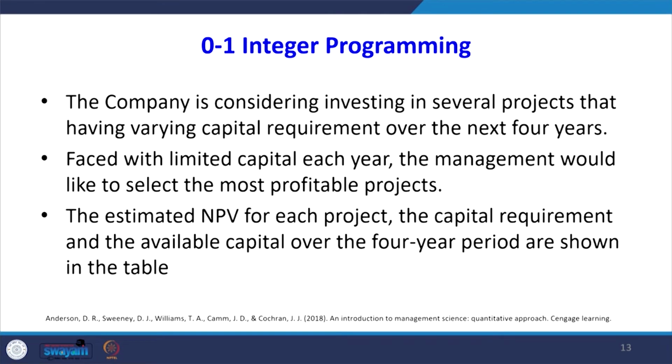Now, we will take one sample problem, then I will introduce how to use 0-1 IP. This problem is taken from the book by Anderson et al. The company is considering investing in several projects that have varying capital requirements over the next 4 years. Faced with the limited capital each year, the management would like to select the most profitable projects. The estimated NPV, net present value, for each project, the capital requirement and the available capital for the 4-year period are shown in the table.